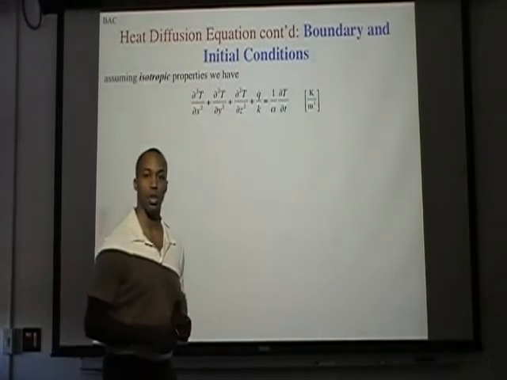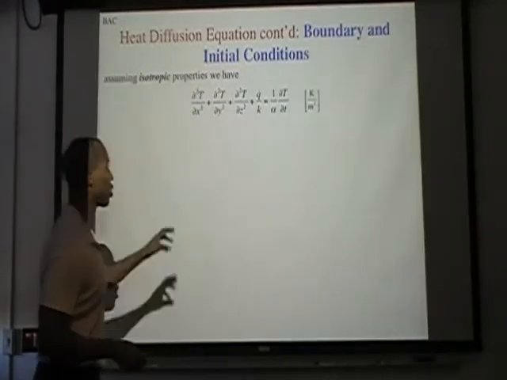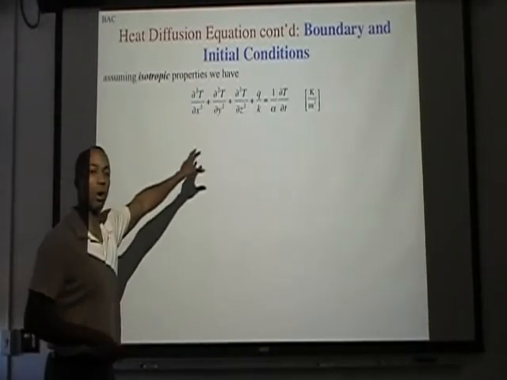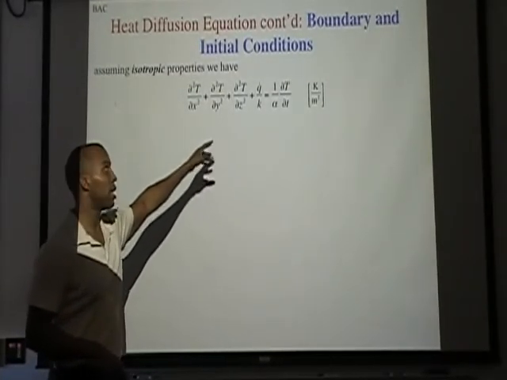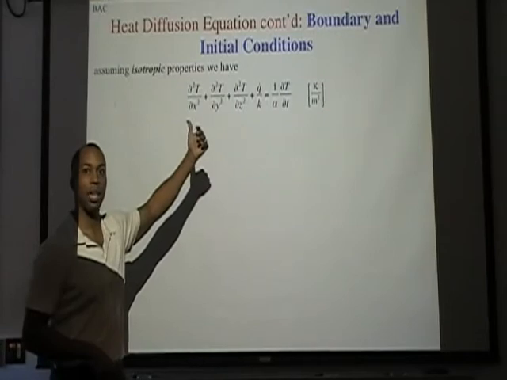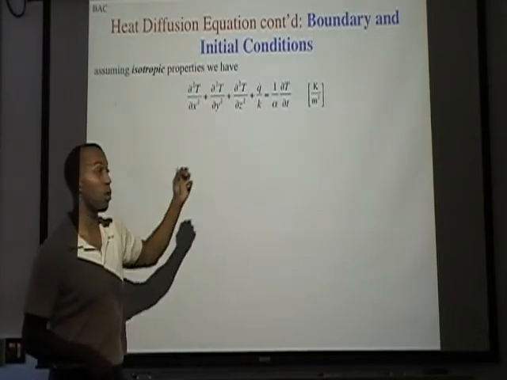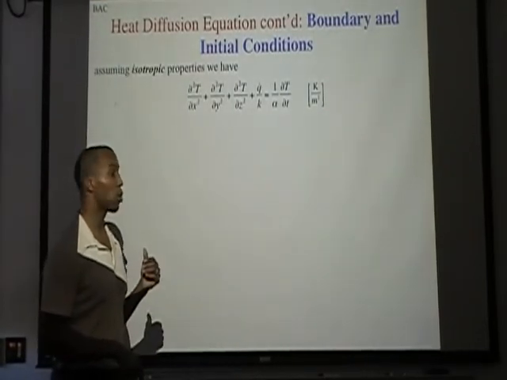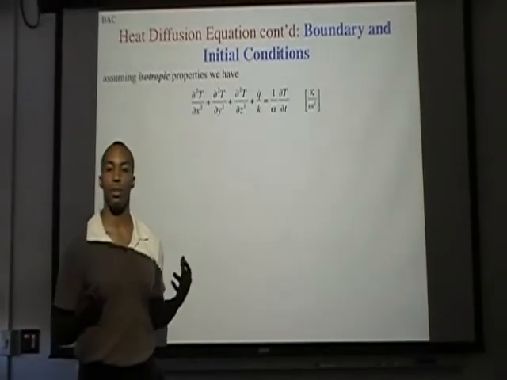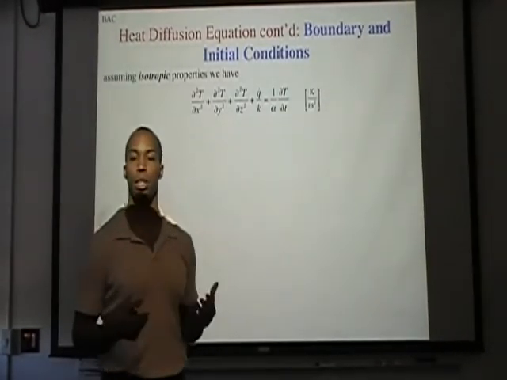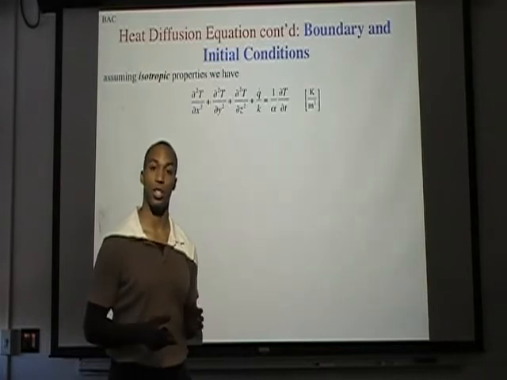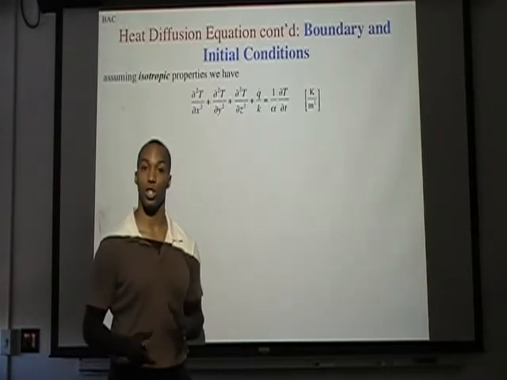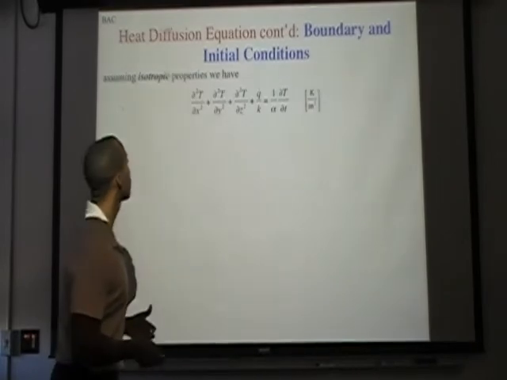So when you have a partial differential equation, here's the heat equation shown again. It's a second order partial differential equation in three-dimensional space, and it has a time component to it as well. So the question is, how many boundary conditions or initial conditions do we need to solve a problem like this? Because we need boundary or initial conditions to solve differential equations and partial differential equations.